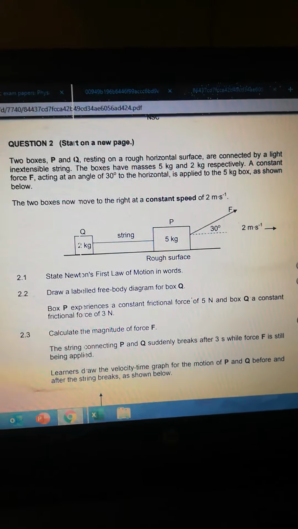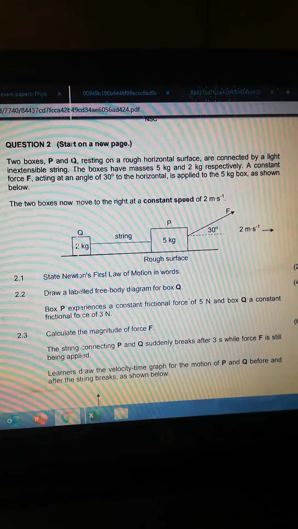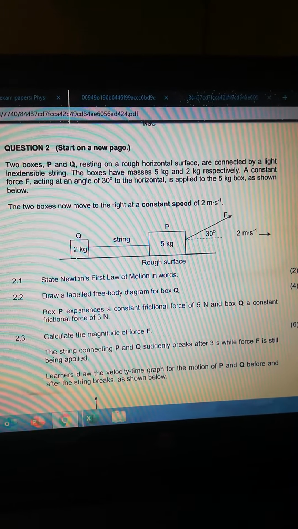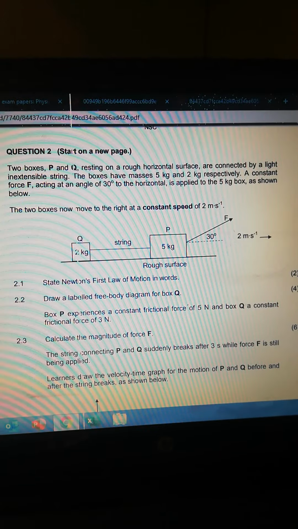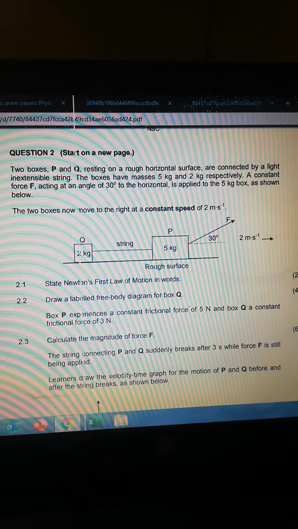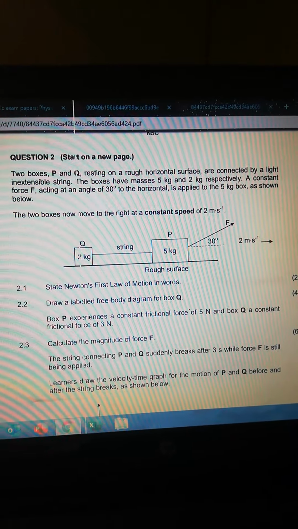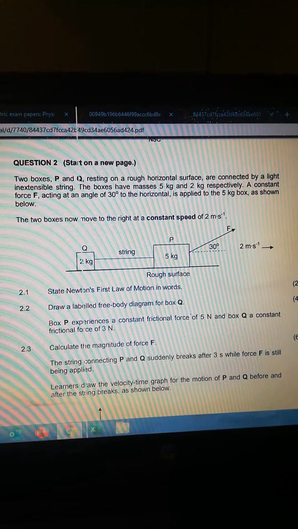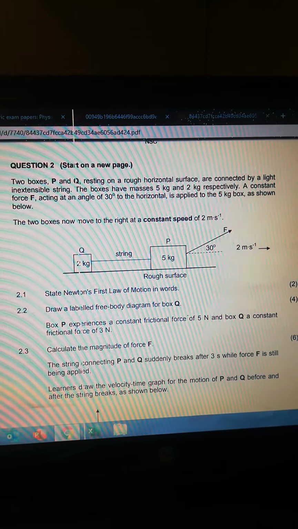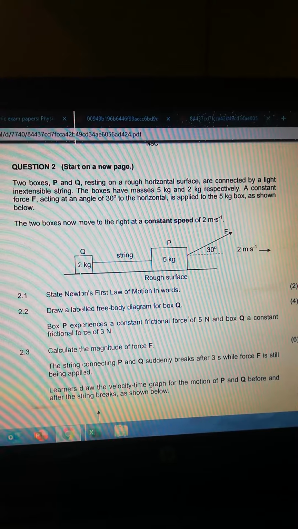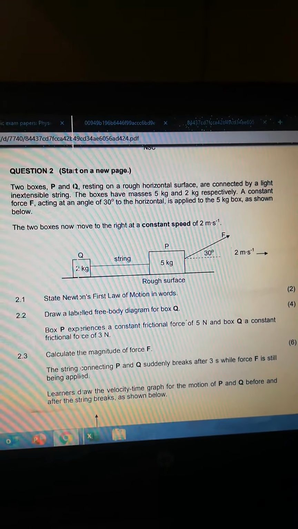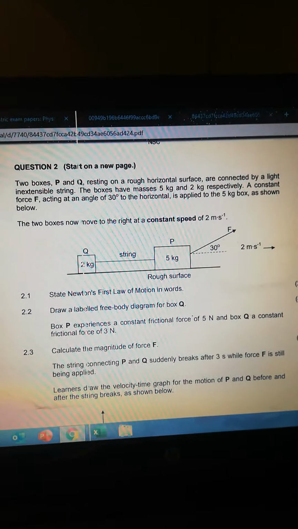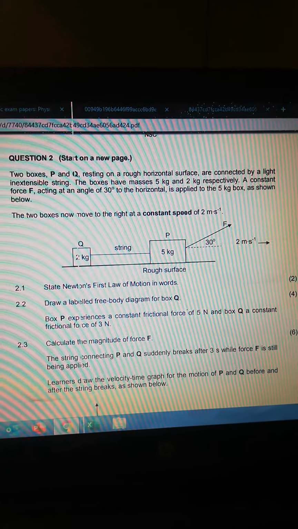So here we have a statement saying, as you can see, two boxes P and Q are resting on a rough horizontal surface, and they are connected by a light inextensible string. The boxes have masses of 5 kg and 2 kg respectively, and a constant force F acting at an angle of 30 degrees to the horizontal is applied to the 5 kg box as shown below. So this is what we can see, and it's explained by the statement.